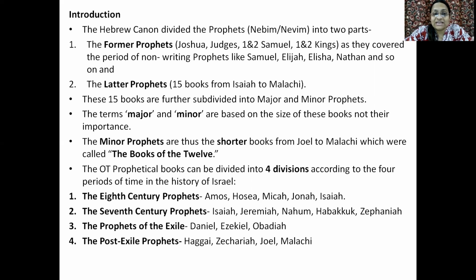So the major prophets, that are the 4 books that we have in English and 3 that we have in the Hebrew, are placed before. That is, the major prophets, the bigger ones, are placed first, and the smaller ones, that is the minor ones, are placed afterwards.